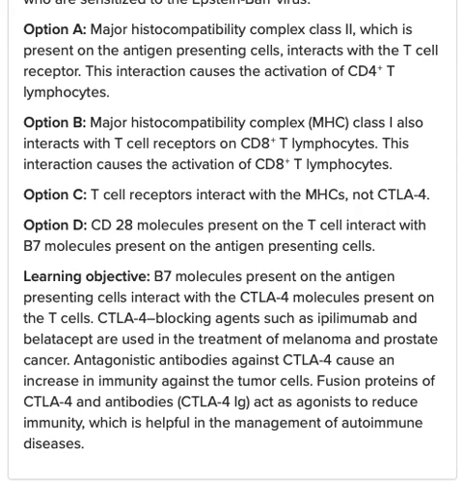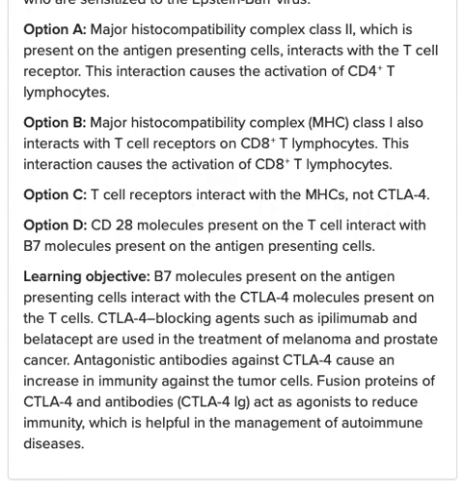Option A, major histocompatibility complex class 2, which is present on the antigen-presenting cells, interacts with the T cell receptor. This interaction causes the activation of CD4 T lymphocytes. Option B, major histocompatibility complex MHC class 1, also interacts with T cell receptor on CD8 positive T lymphocytes. This interaction causes the activation of CD8 T lymphocytes.